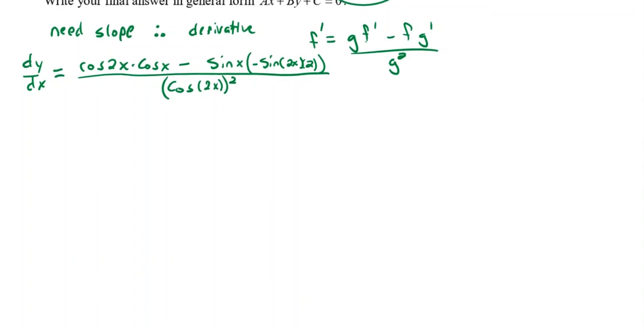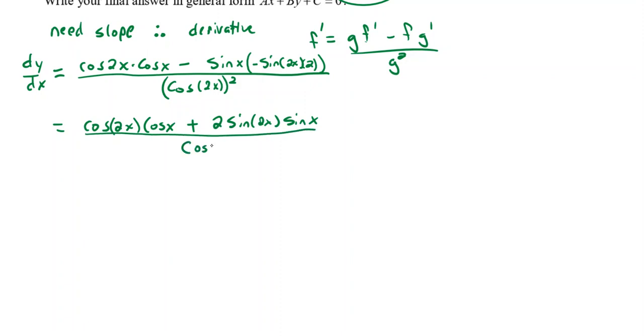Okay, so let's simplify this up a little bit. So this would be cos 2x, this one doesn't really change, cos 2x, cos x. And now this would become plus, because I got that minus in there and that one, so now plus. I'm going to write this as 2 sine 2x and then sine x, all over cos 2x, and then that's all squared.